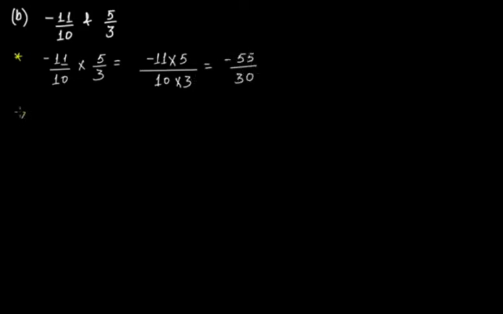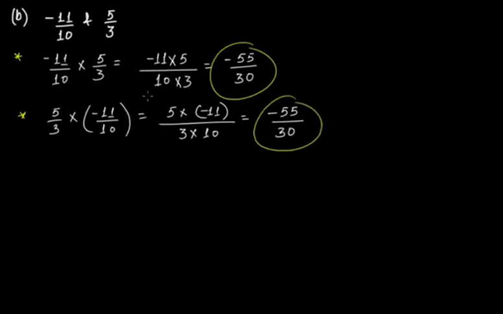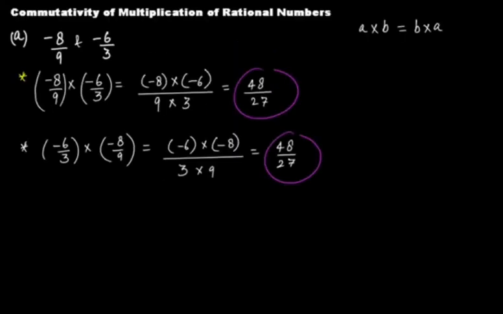Now let's do 5 over 3 times minus 11 over 10. So the numerators together, 5 times minus 11 and 3 into 10, you get minus 55 over 30. So minus 55 over 30 and minus 55 over 30, in both these cases, it doesn't matter whether you multiply a times b or b times a, we are getting the same result. So from these examples, we can say that yes, multiplication of rational numbers is commutative.